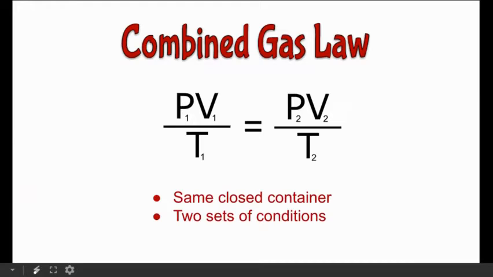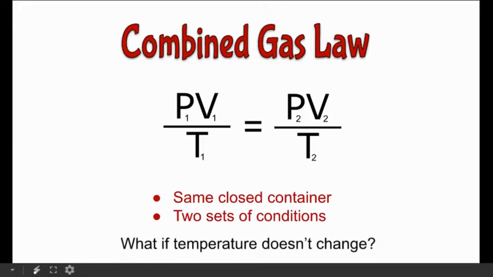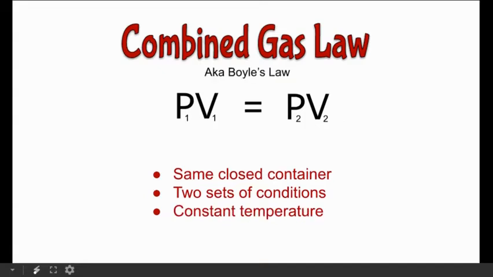So we know we have a combined gas law problem if there are 2 sets of conditions, ones and twos, befores and afters, in the same closed container. What if temperature is constant too? We simply cancel the T's, because those numbers will be the same on both sides of the equal sign. So what do we have? We end up with what we learned originally was Boyle's law.